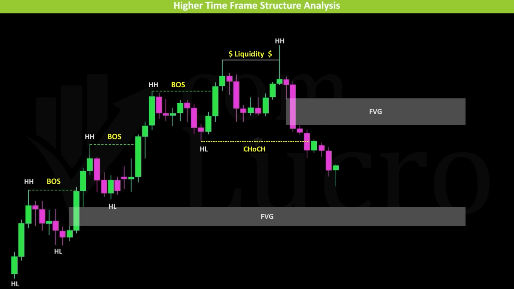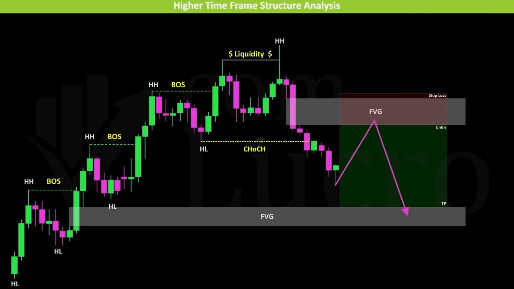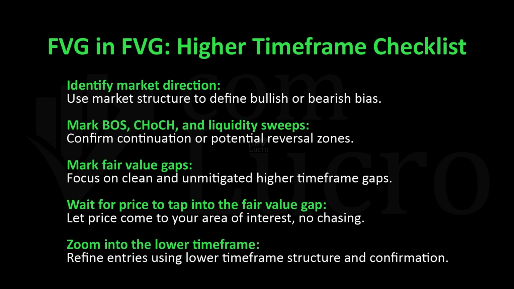Once the optimal trading area is identified, we wait for price to reach that zone and then drop to a lower time frame to look for reversal confirmations and execute the trade. This is the overall logic behind the trading plan. Here's the checklist of concepts we apply on the higher time frame.